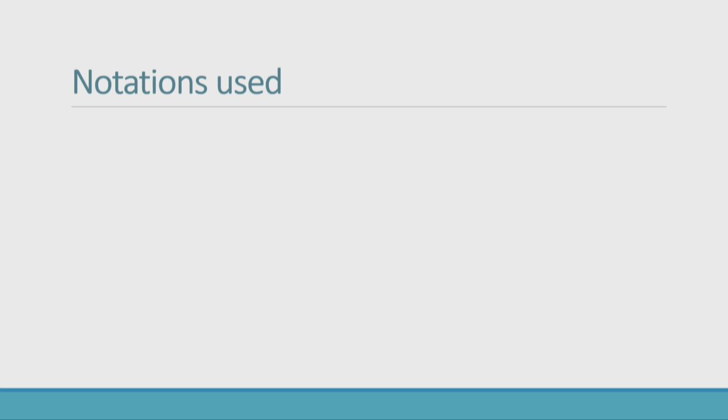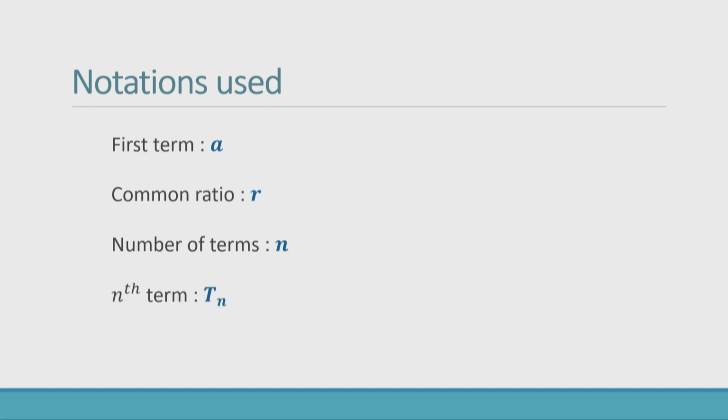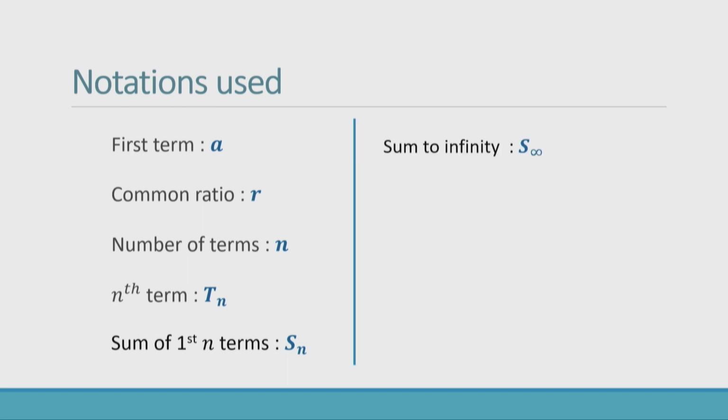So, a recap on the notations to be used for a GP. The first term is denoted by A, the common ratio by R, the number of terms by N, the nth term is denoted by Tn, the sum of the first n terms will be denoted by Sn, and we will have a new notation, sum to infinity, which is denoted by S infinity.